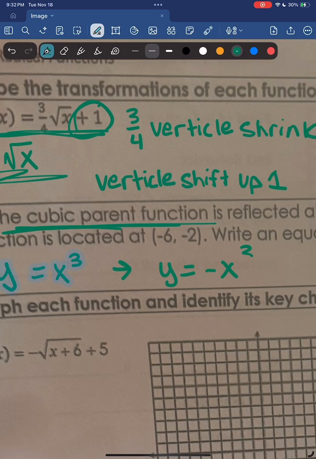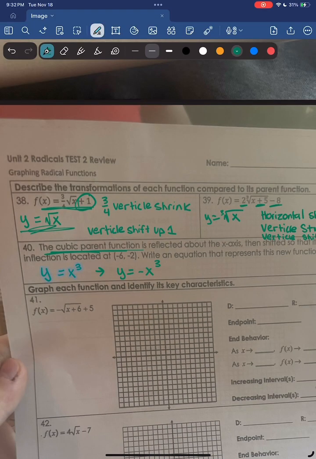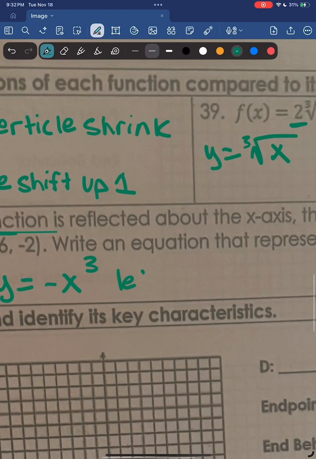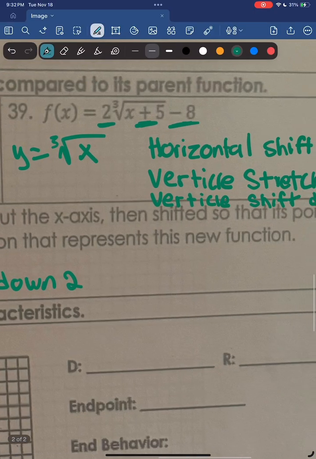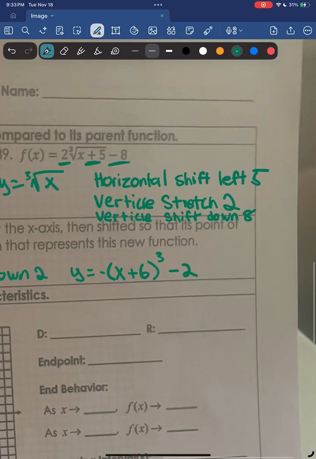And then to move it to the point of inflection at -6, -2, we're going to have to move it left 6 and down 2. And remember, for horizontal movement, that happens within the x, so we're going to have y is equal to -(x plus 6), remember it's the opposite, cubed. And then for that down 2, we just tag that on at the end. So up and down happens right at the end, and left and right happen to x.